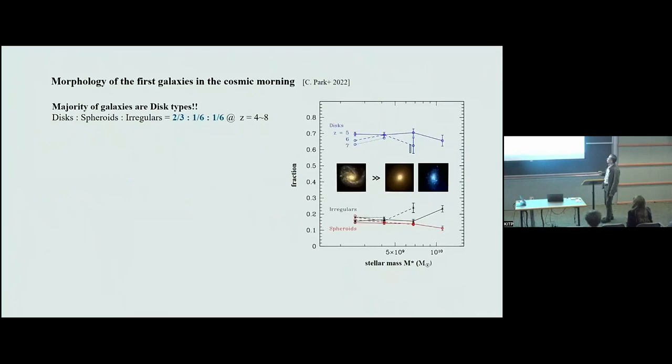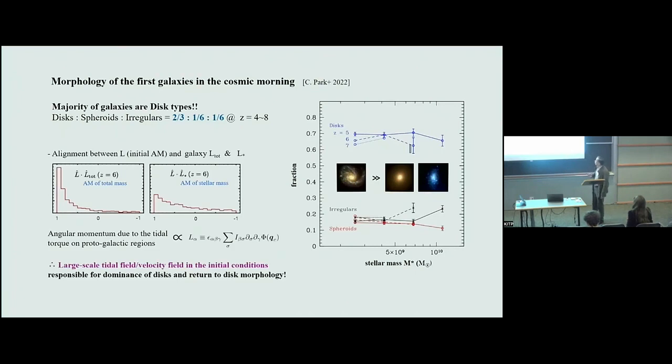Okay, so the result. We looked at the galaxy morphology at redshift before z equal 4, and found that most galaxies are disk type. So 2/3 of galaxies are disk type, 2/3 at redshift 8, 7, 6, 5, 4. They are all about this. And 1/6, about 15% of galaxies are spheroid, and another 15% are irregular. And they are more or less independent of mass.